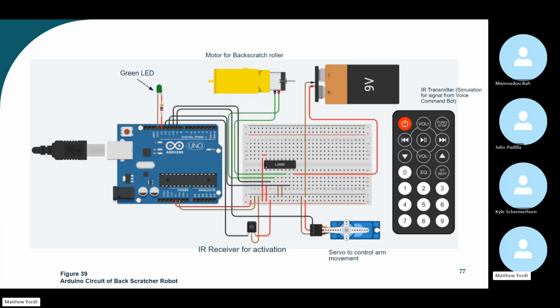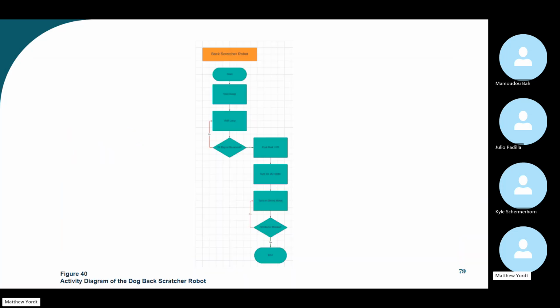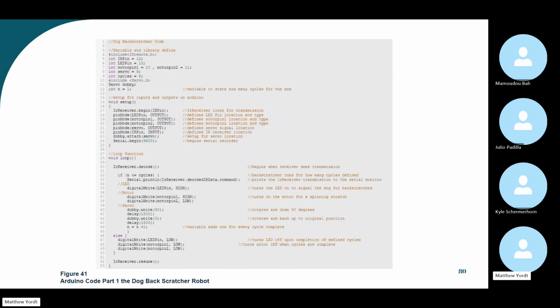And then the circuit, we've got our different components that we went over before in that circuit. And the code itself, there's our block code, and then we've got our actual code with everything defined on the sequence of operations.